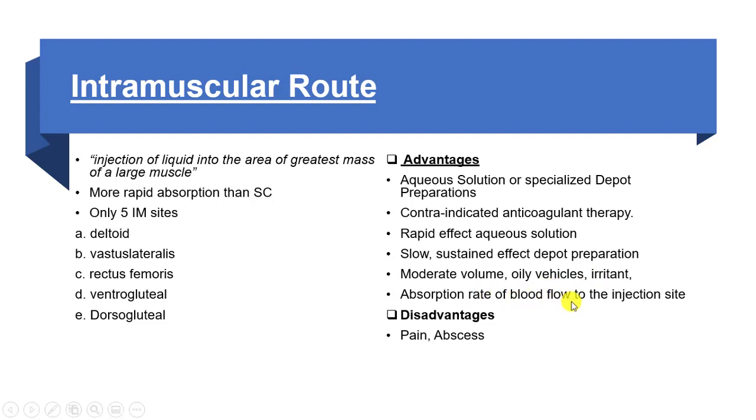The absorption rate is quite high, not as high as compared to the IV route, but it is high because there is quite a large amount of blood flow to these muscles of the body. If you talk about the disadvantages, there can be pain and abscess due to these injections if they are not properly given to the patient.